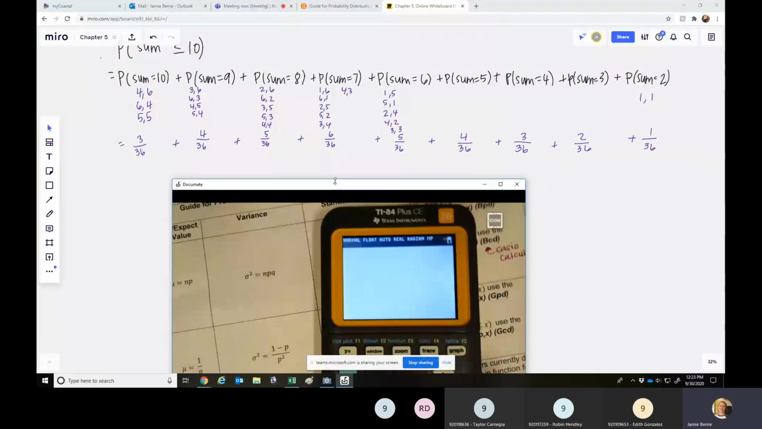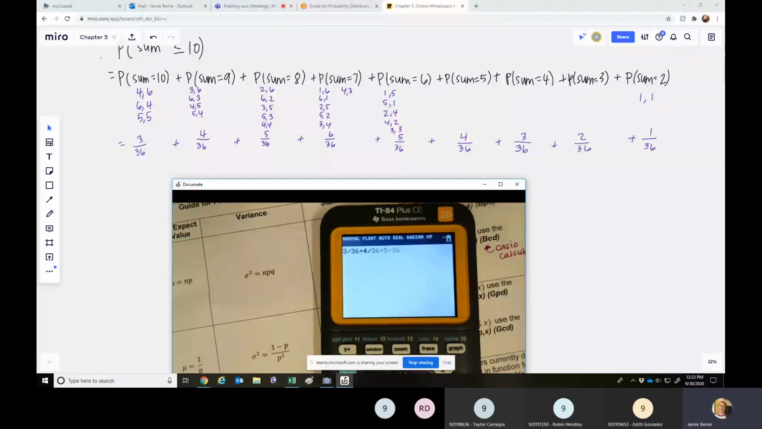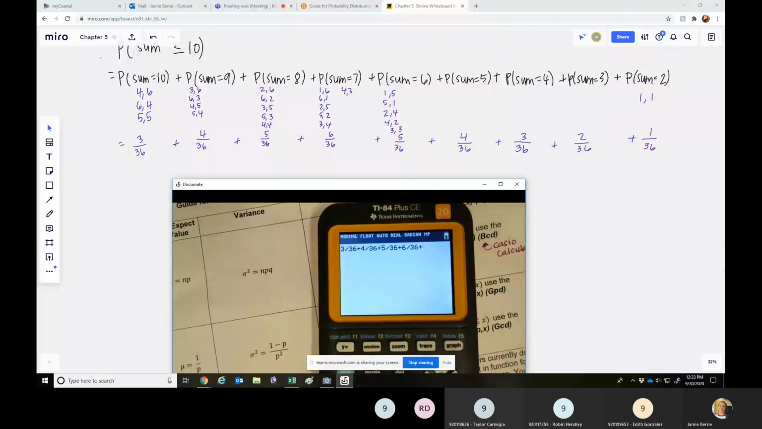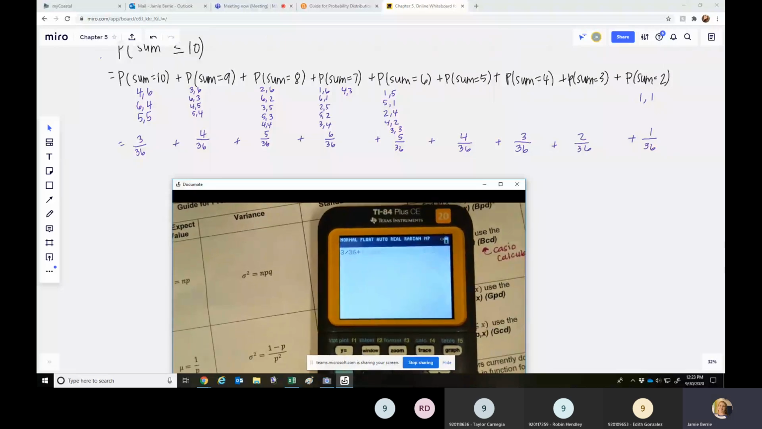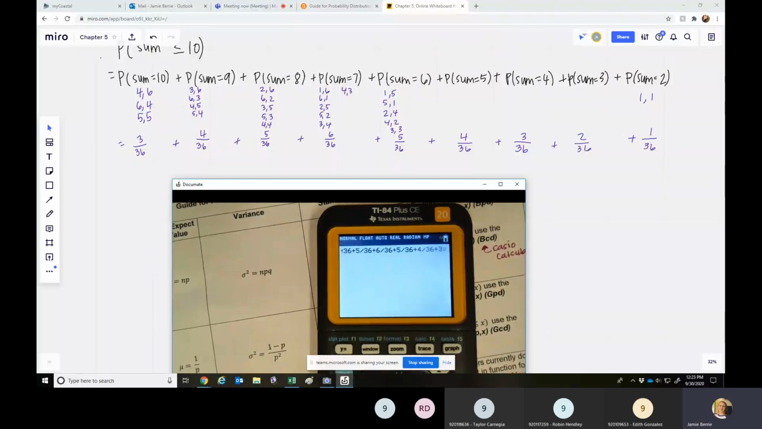So 3, now the little trick that we talked about before, if they all have the same denominator, you can just add up the numerators and then divide by 36, but I'm going to type it in the long way. 3 out of 36 plus 4 out of 36 plus 5 out of 36 plus 6 out of 36 plus 5 out of 36 plus 4 out of 36 plus 3 out of 36. Take your time doing this. You don't want to mess up.